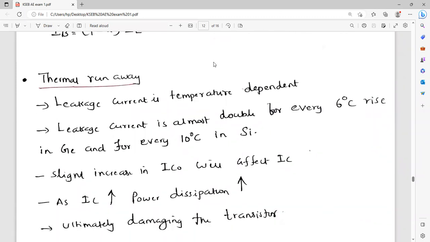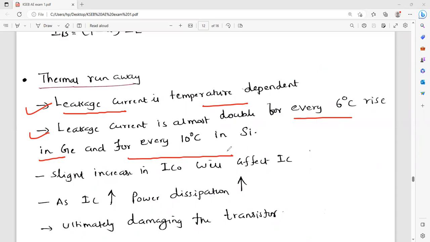Another important phenomenon called thermal runaway. What do you mean by thermal runaway? So thermal runaway is one of the temperature dependent phenomena. As you know, due to the leakage current, the temperature is getting increased. So the leakage current is almost double for every 6 degrees Celsius rise in germanium and for every 10 degrees Celsius rise in silicon. There are two types of semiconductors, silicon and germanium. With respect to the rise in temperature, obviously there is a growth of leakage current.